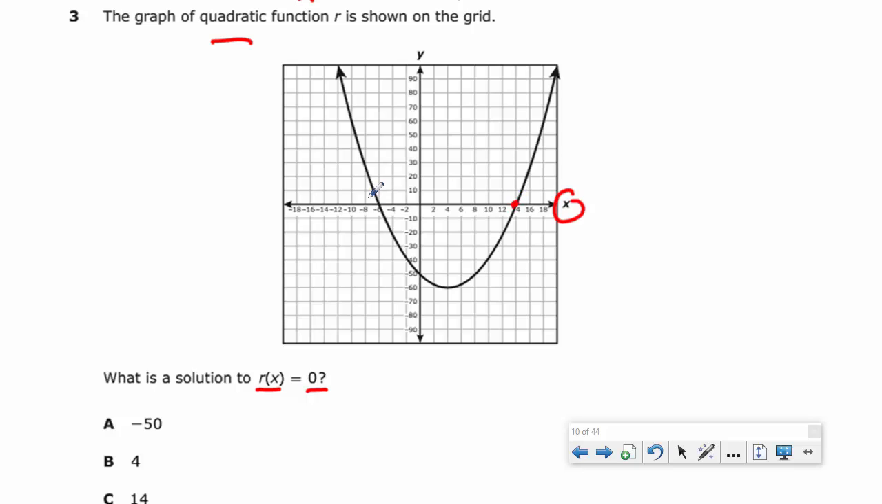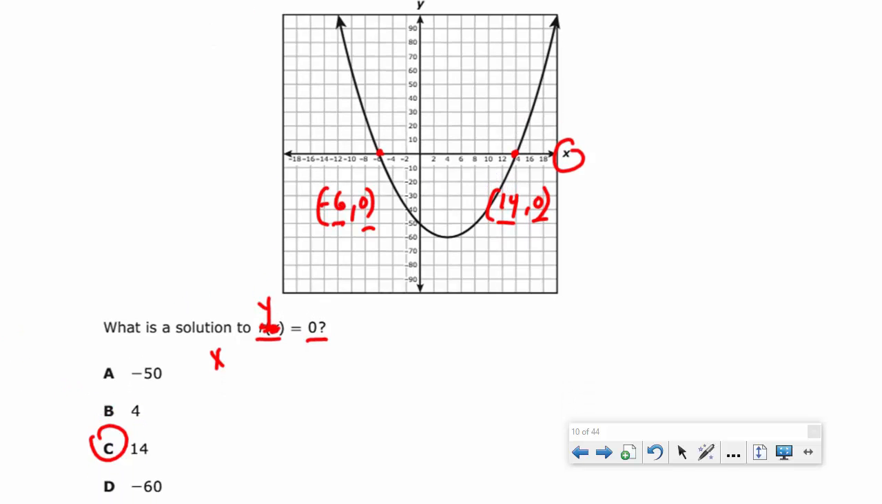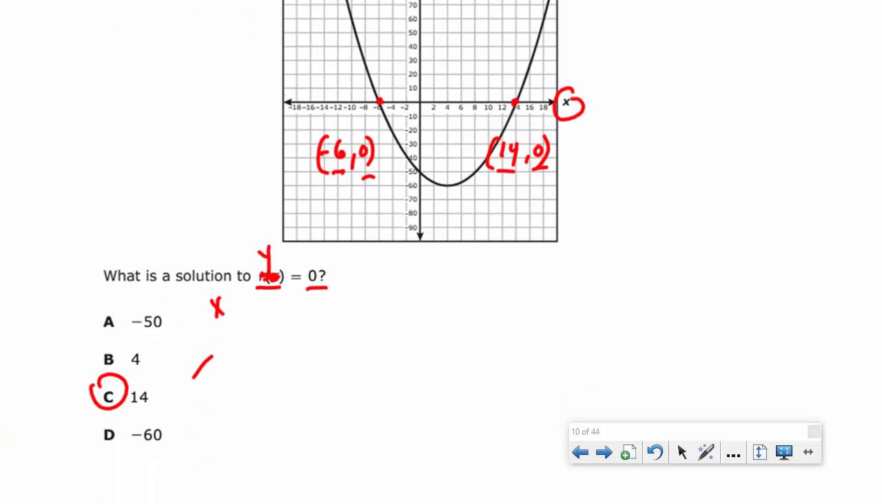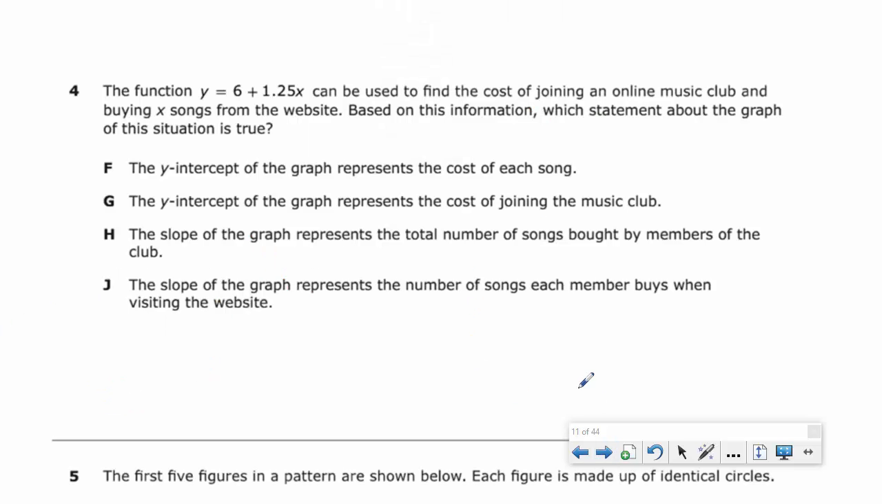So I have a coordinate here and a coordinate here. This coordinate is -6, 0, and this coordinate right here is 14, 0. The y value is equal to 0 here and here, and they don't want to know what the y value is, so they're asking you for the x value. This x value is -6, this x value is 14. Which one of these two values is a solution? The answer is 14, because -6 is actually not in our answer selection. So that's the answer for this question, number 3. All right, let's move on.